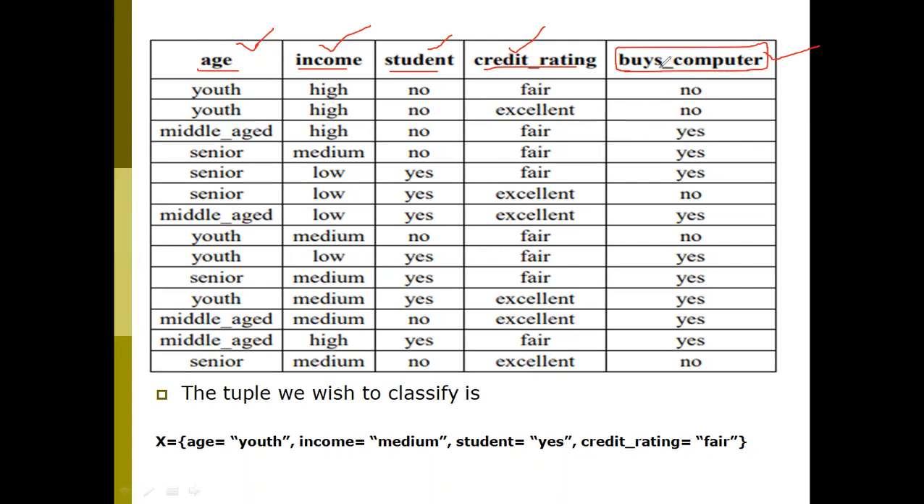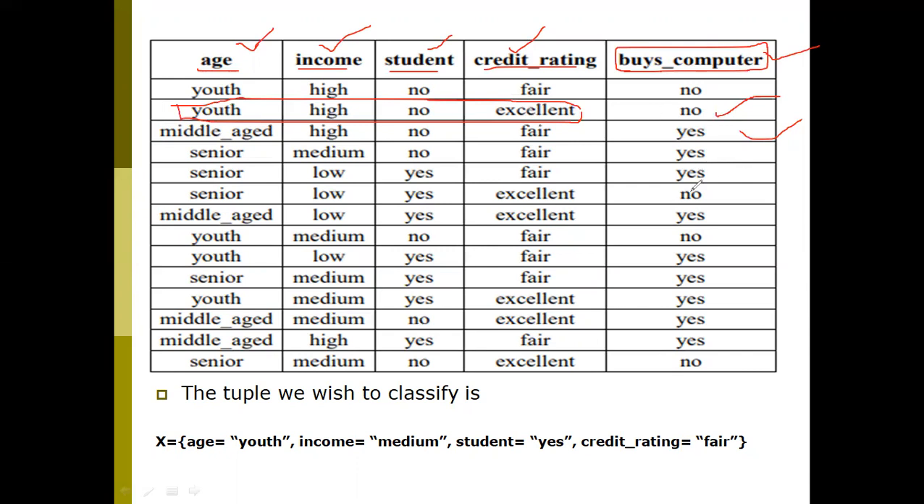We are going to find the classes or class labels. How many class labels are there in this table? Two. One is no and the second one is yes. Two class labels are there under buys computer. Now, based on these tuples of data, we are going to tell whether that particular person is going to buy a computer or not.